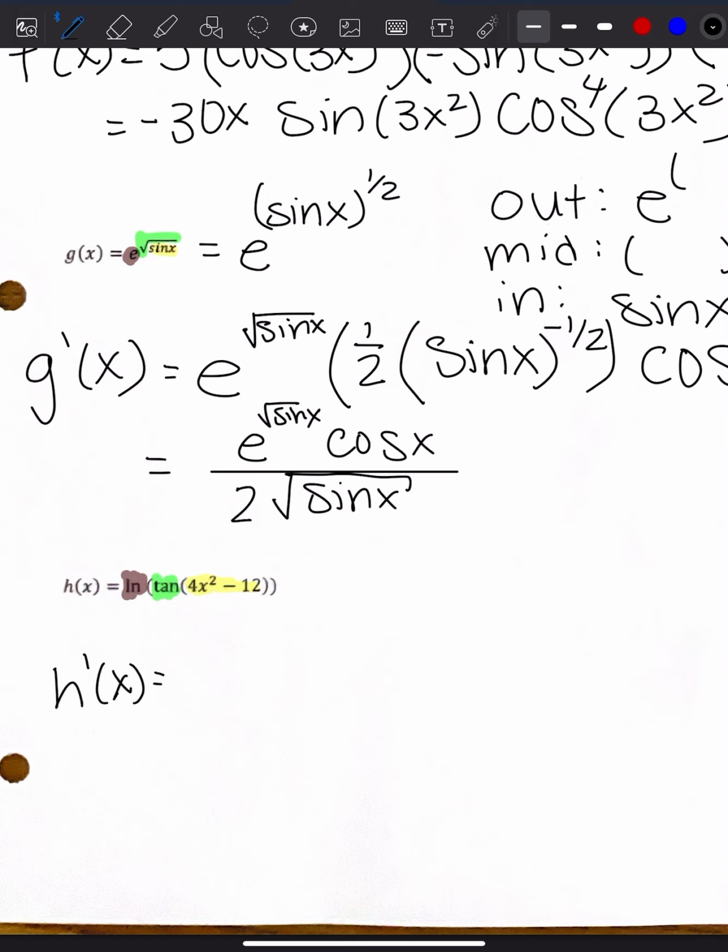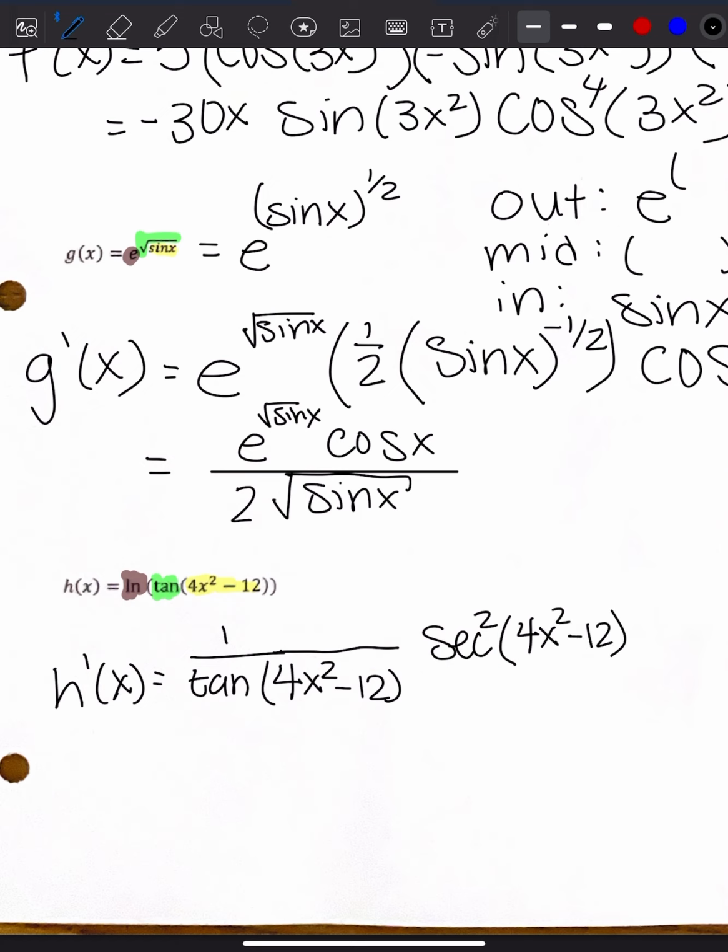Okay, so the derivative of natural log is 1 divided by everything on the inside. In this case, our inside is tangent of 4x squared minus 12. We're going to multiply this by the derivative of tangent. So the derivative of tangent is secant squared, and we keep everything on the inside the same. Then we're going to multiply it by the derivative of 4x squared minus 12. So 8x. And if I want to, I can just put everything in the top.